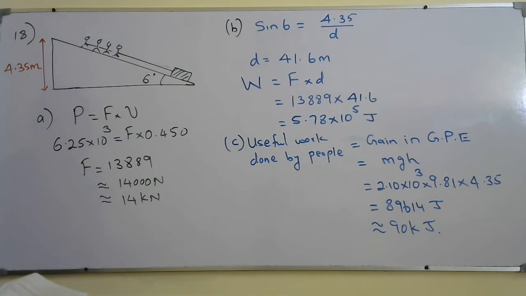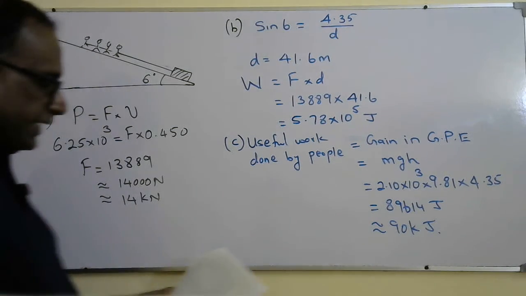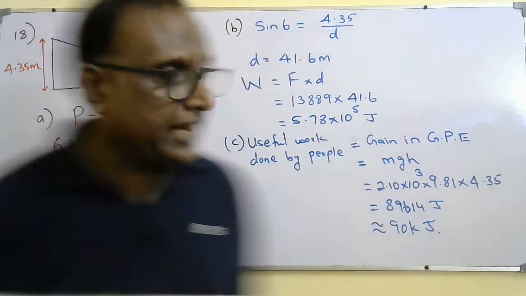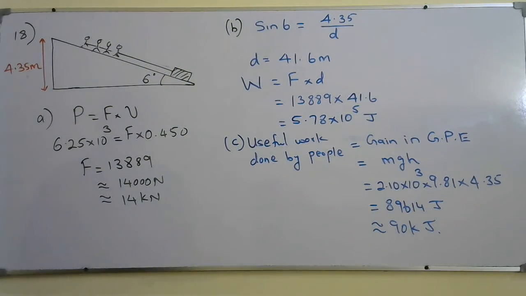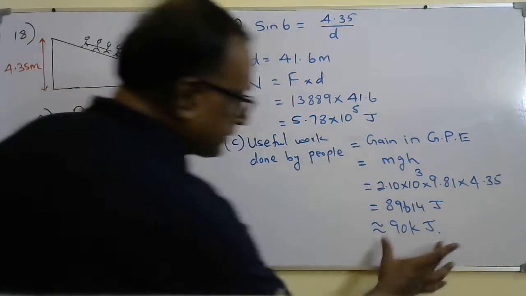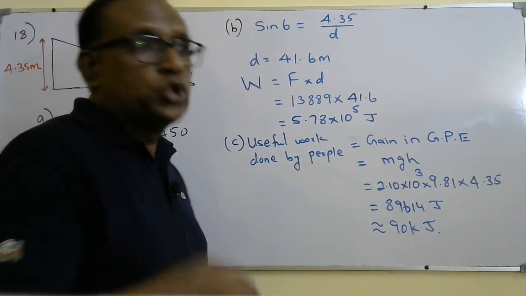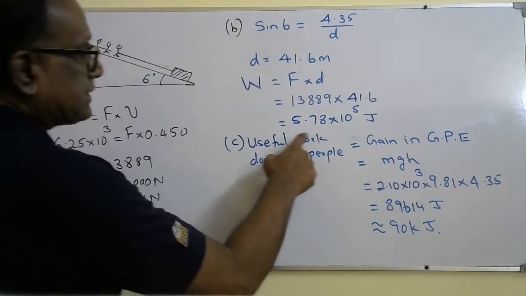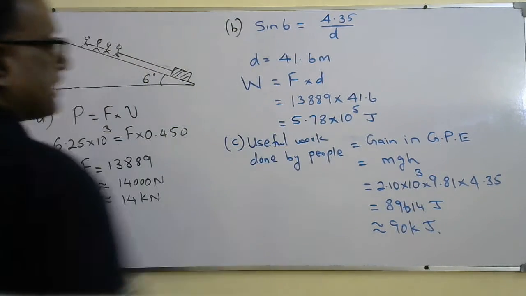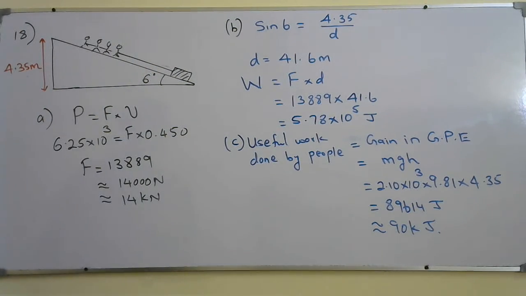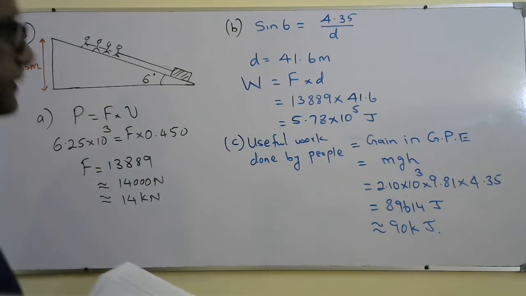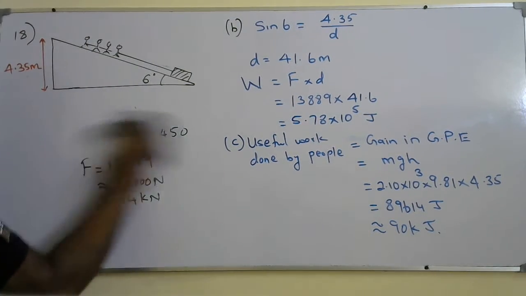Okay, so the last part, D part, determine the efficiency. The useful work done by the people is only this much. That's the work given to the block in a useful way. But the total work done by the people is this much. So efficiency, we'll find it. Efficiency is useful work over input work. That's the D part.